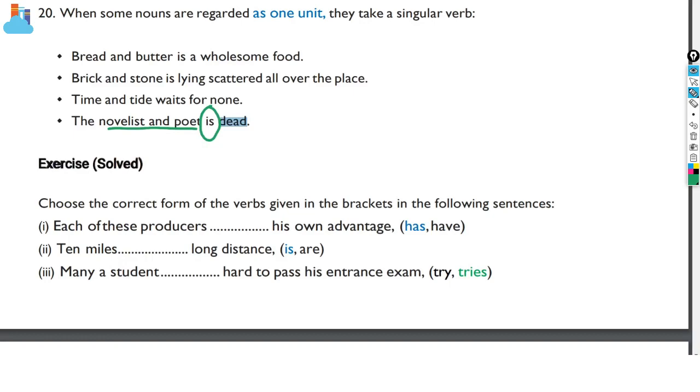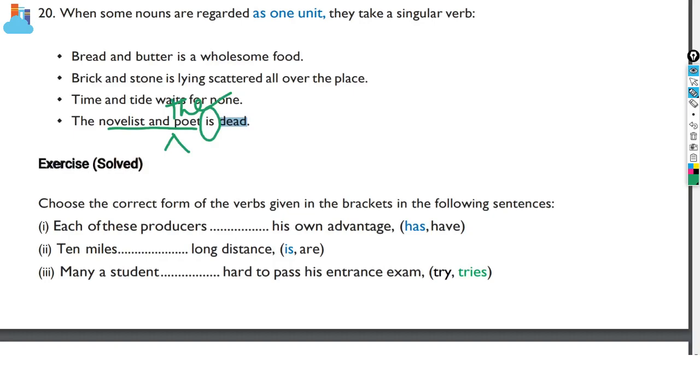Now, if we put "the" before each noun, as in "The novelist and the poet were reaching their meeting venue," then what will happen? When we use a separate article before each noun, it means separate people, so it will be plural, and therefore a plural verb will be taken in that case. I suppose you got it.